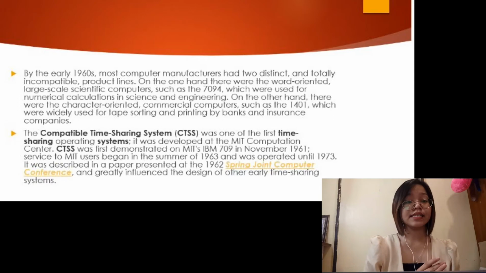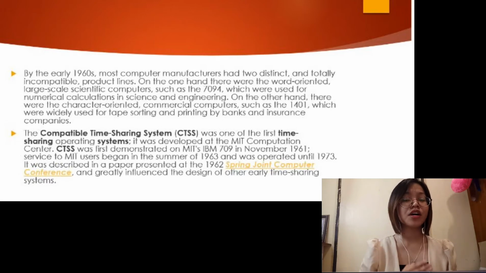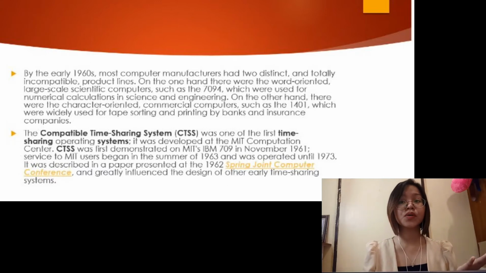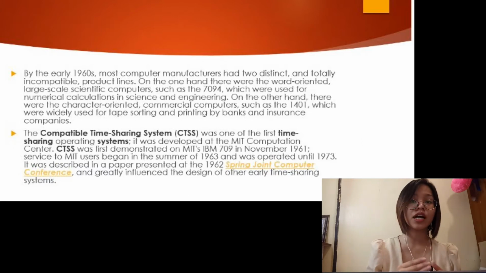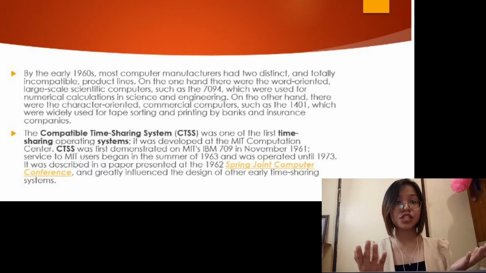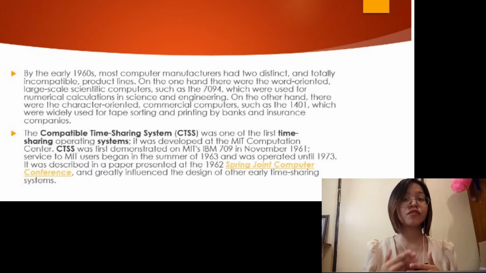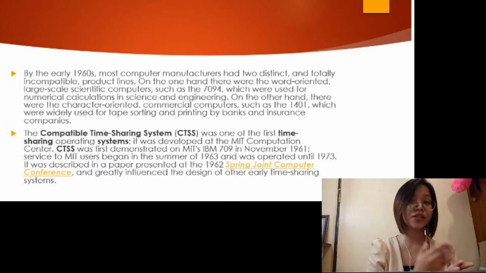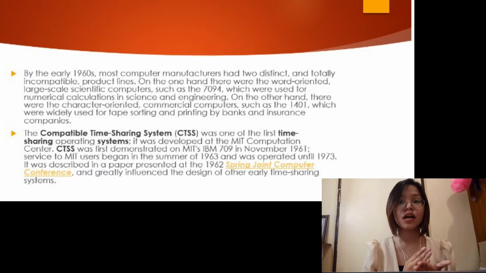By the early 1960s, most computer manufacturers had two distinct and totally incompatible product lines. On the one hand, there were the word-oriented, large-scale scientific computers such as the 7094, which were used for numerical calculations in science and engineering. And on the other hand, there were the character-oriented commercial computers such as the 1401, which were widely used for tape sorting and printing by banks and insurance companies.